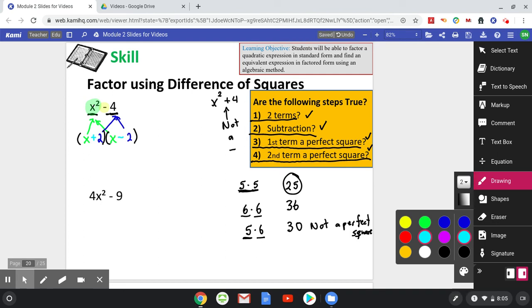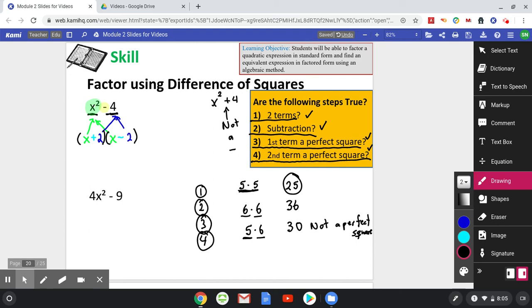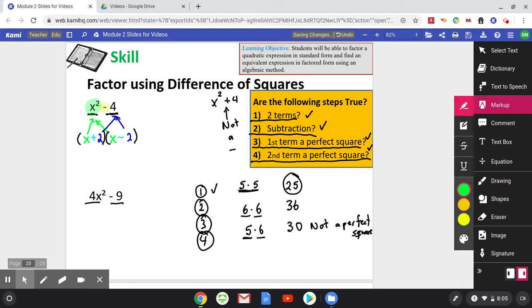Let's look at the second problem. And let's start with the questions. I will put the questions right here. Question 1, 2, 3, and 4. And of course, I refer to those 4 questions. Okay, question number 1. Are there 2 terms? We have 4x squared and negative 9. This one is true. Is there a subtraction in the middle? We have a minus. This one is also true.